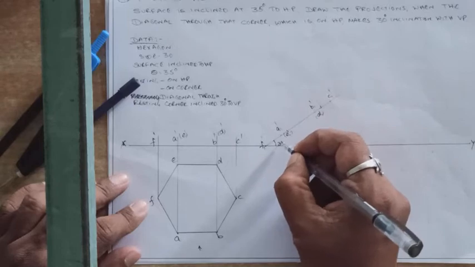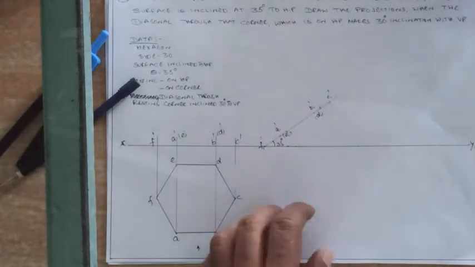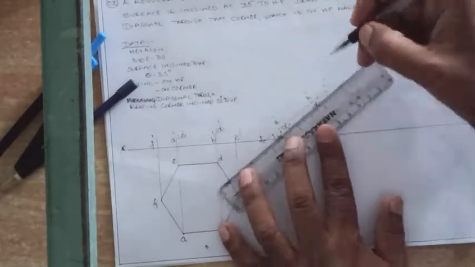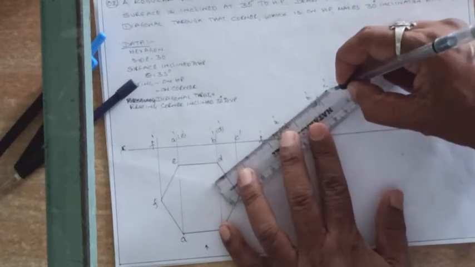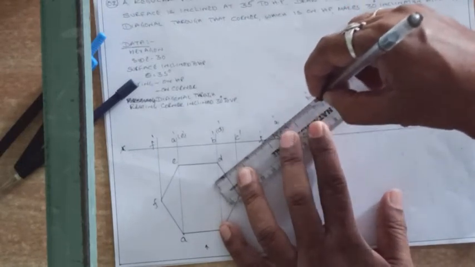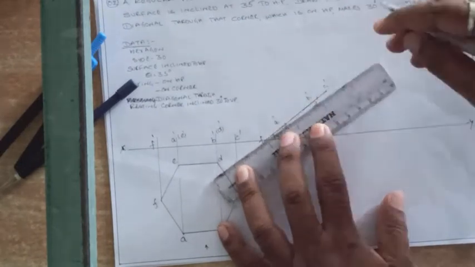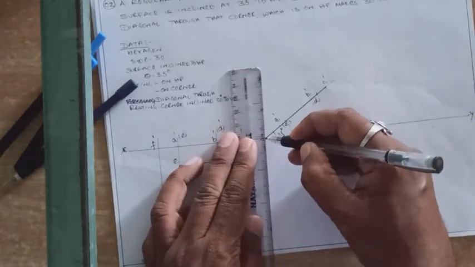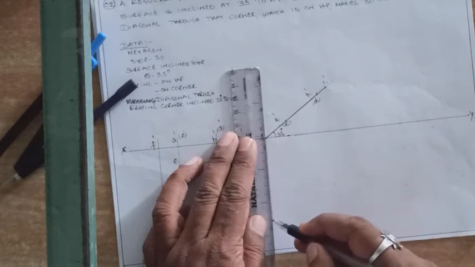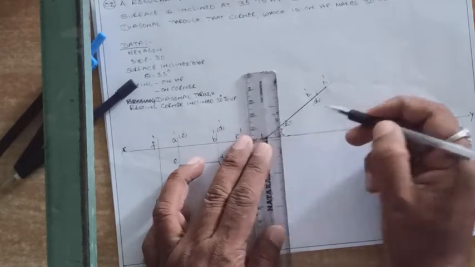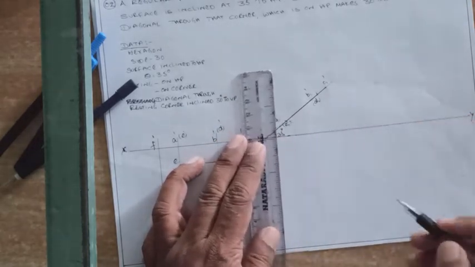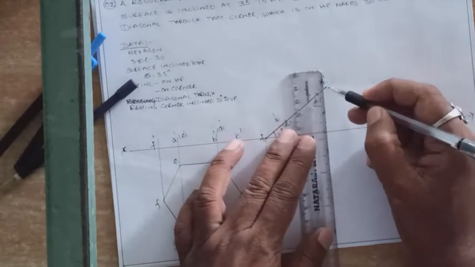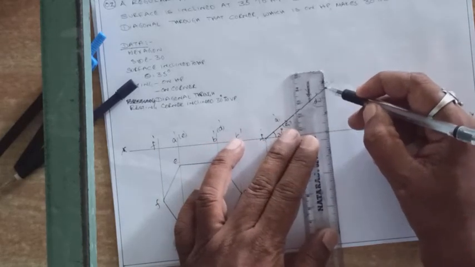So how much angle? 35 degrees. So now make the portion within these projectors full thick line, because this is the required front view. Now draw the projections downwards. Thin lines, very very thin lines. All line work should be very very thin, like this.